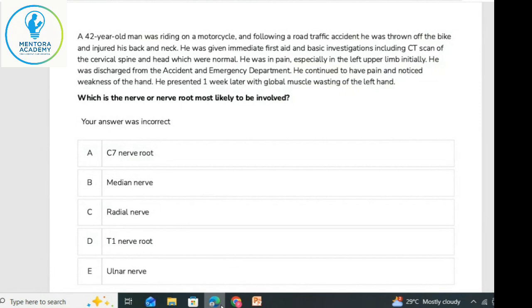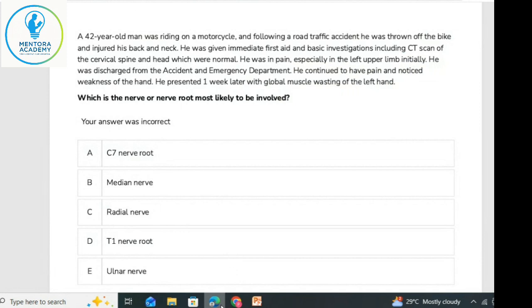So basically, the option is definitely not B, C, and E, and definitely not D because T1 is thoracic area. So a single option is left as C7 nerve root, Option A. So, what is the brachial plexus? Start from which nerve root? The brachial plexus starts from C5 to T1.